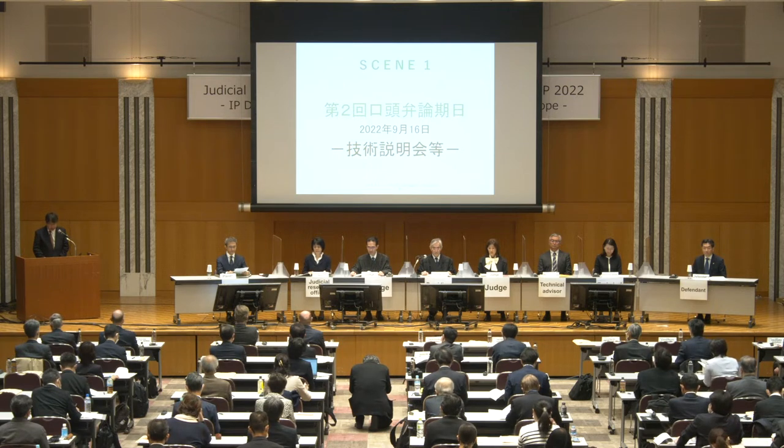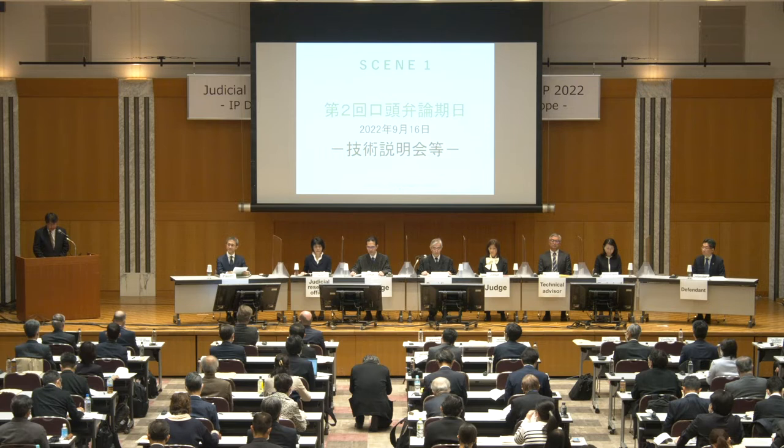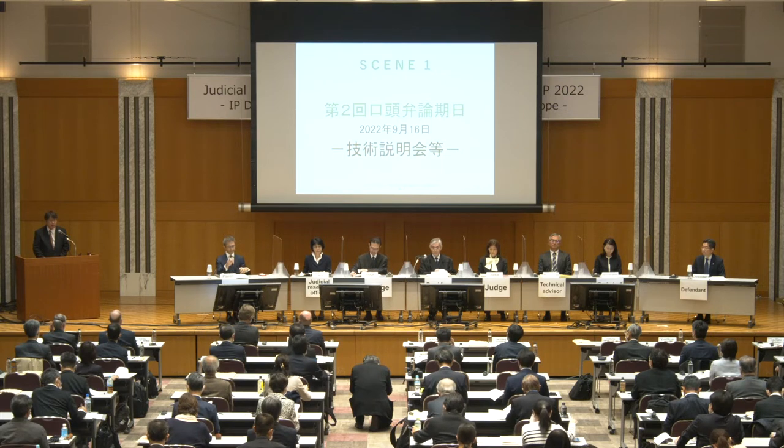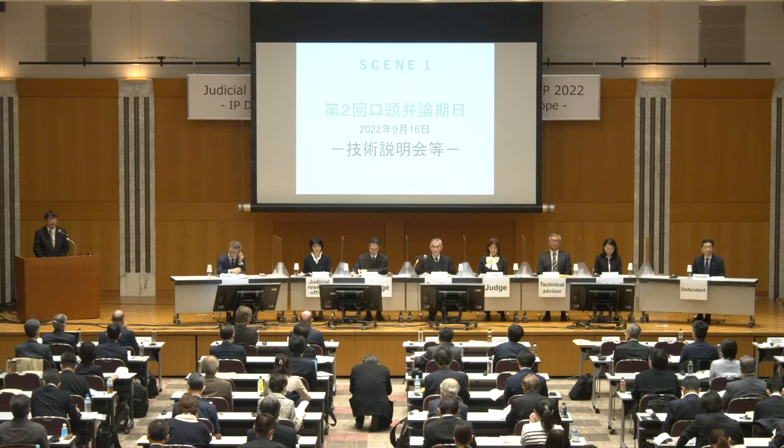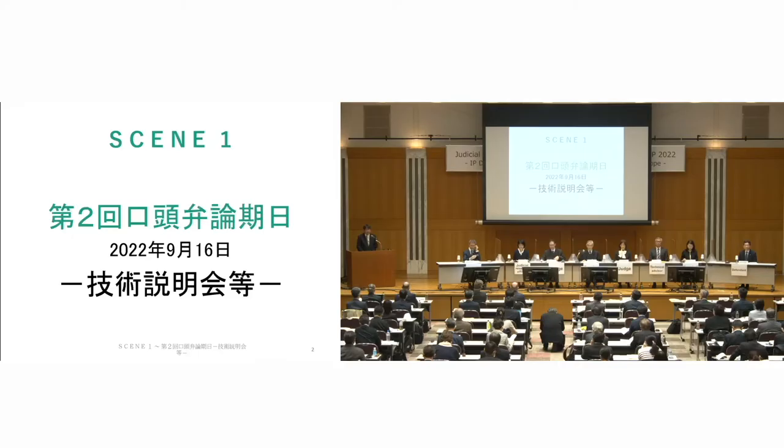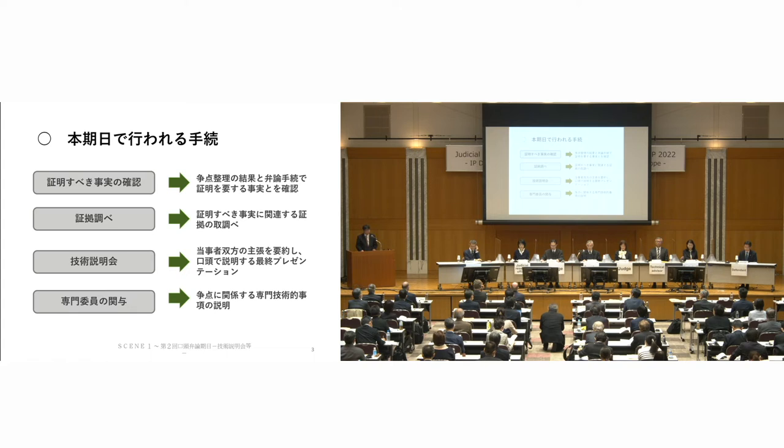A technical advisor is a part-time court official, such as a university professor or researcher from a public institution, who is assigned to each case. They are responsible for giving explanation to the court on specialized and technical matters related to the point at issue. On the other hand, a judicial research officer is a full-time court official who conducts research on necessary technical matters by order of the court. In this case, two technical advisors and one judicial research official are involved in the trial together with the judge.